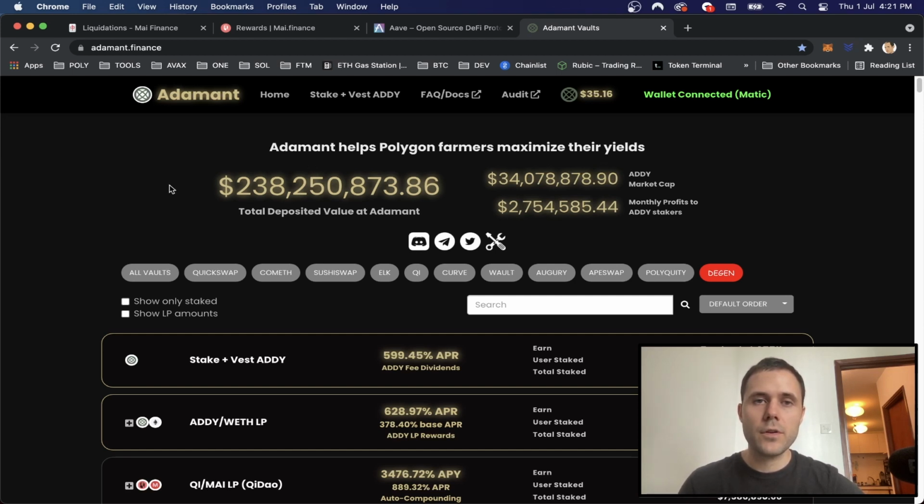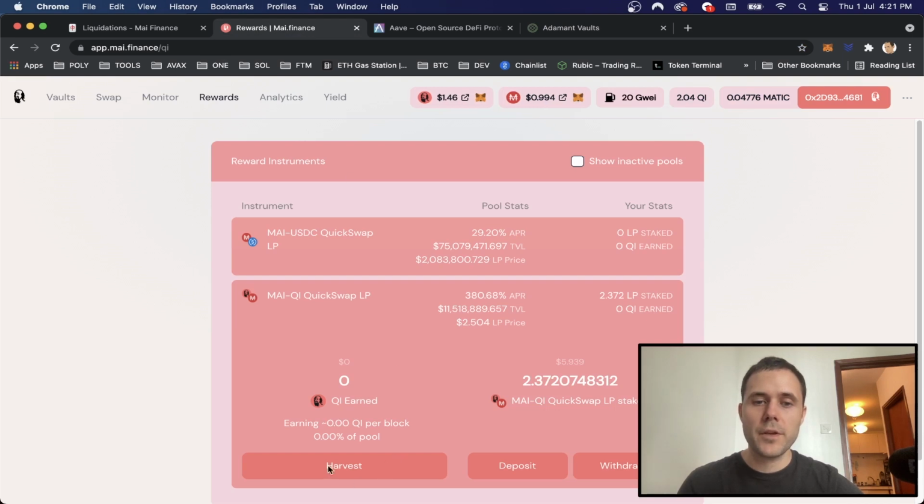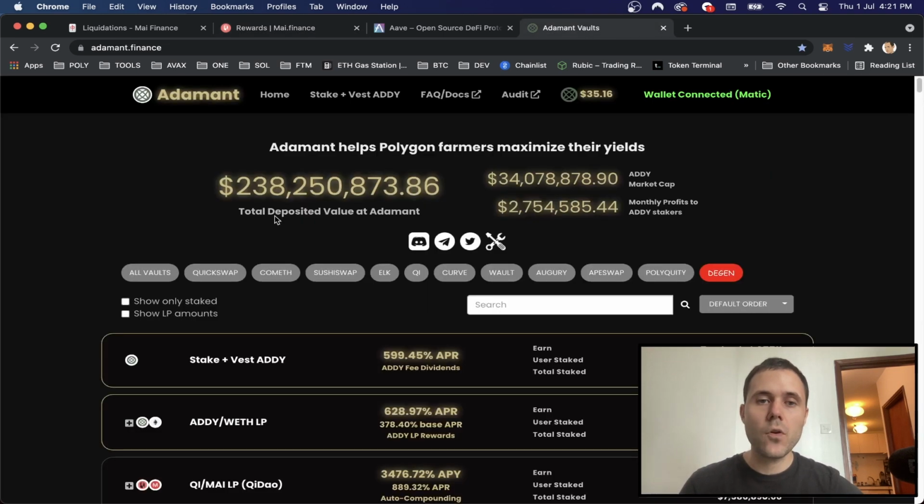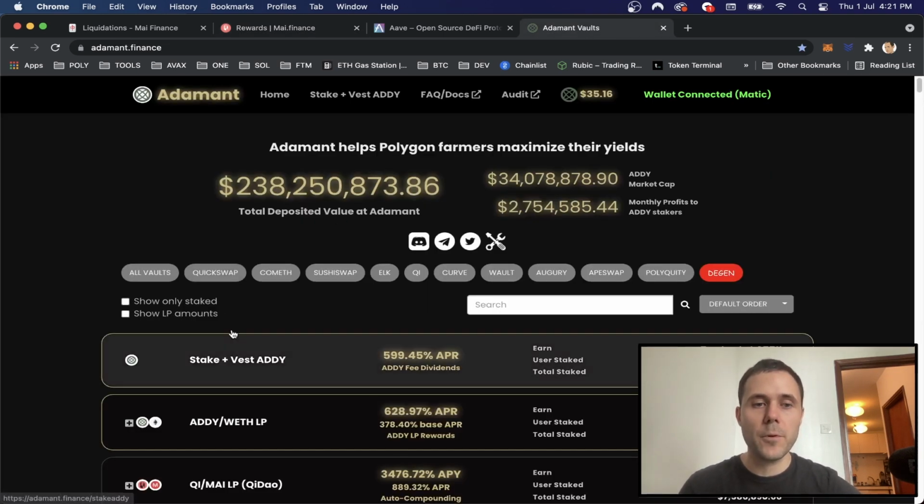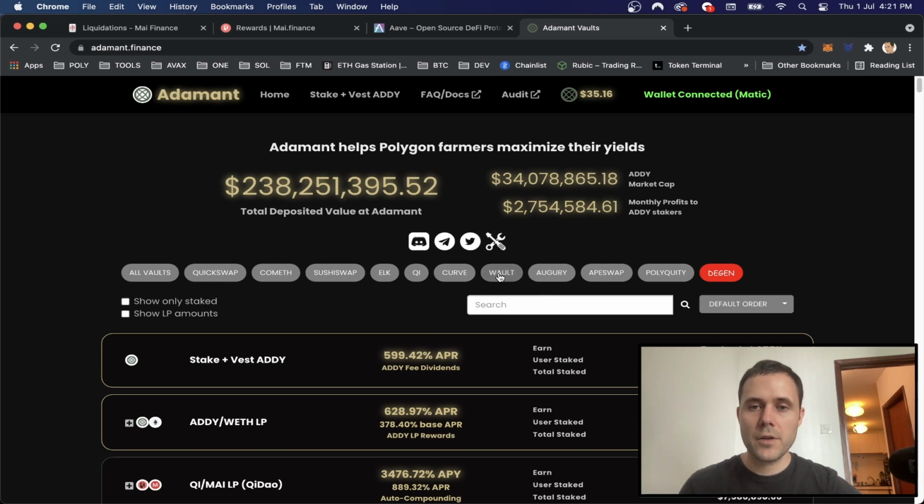It will help you auto compound. So instead of having to come here and harvest manually and then go back to QuickSwap and keep adding to your liquidity pool token, the same process that we've just been through, it will automatically compound your pool.